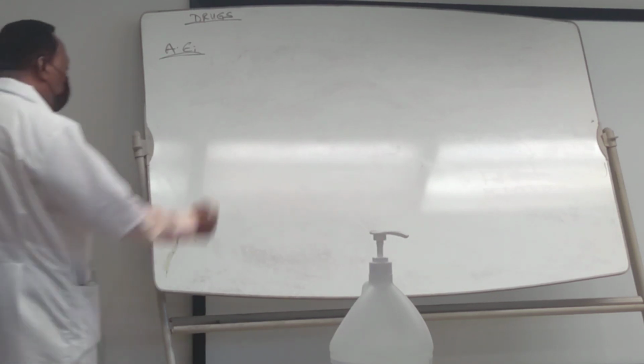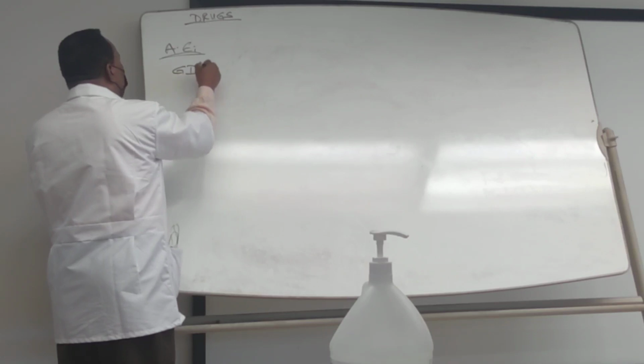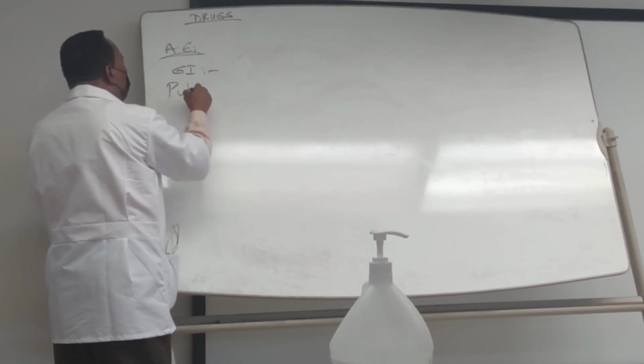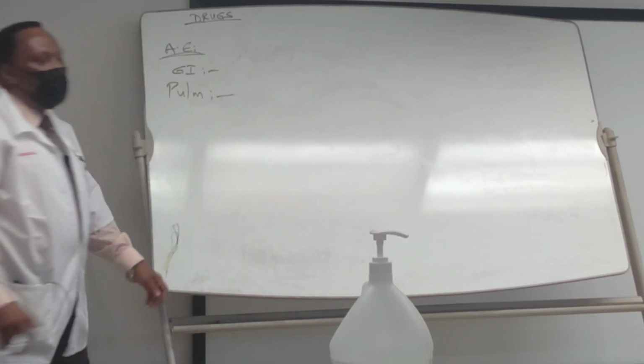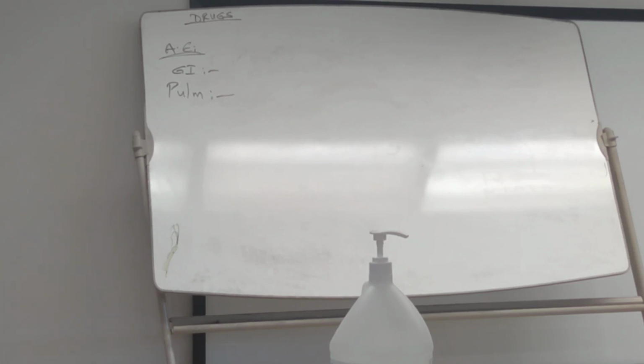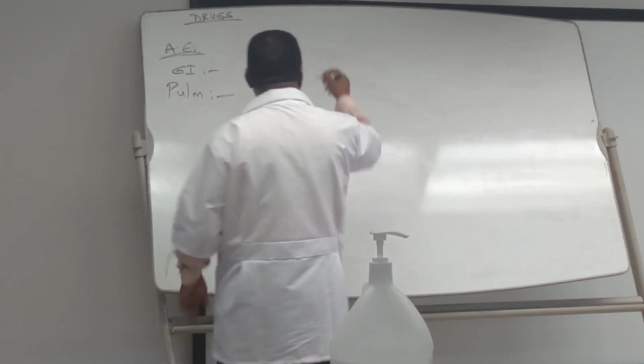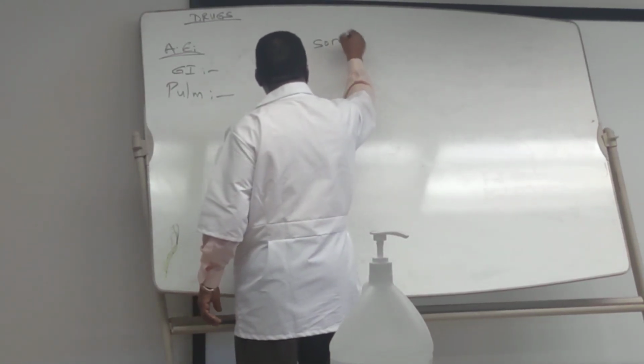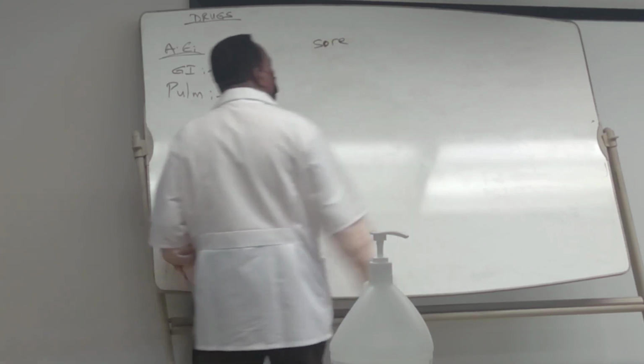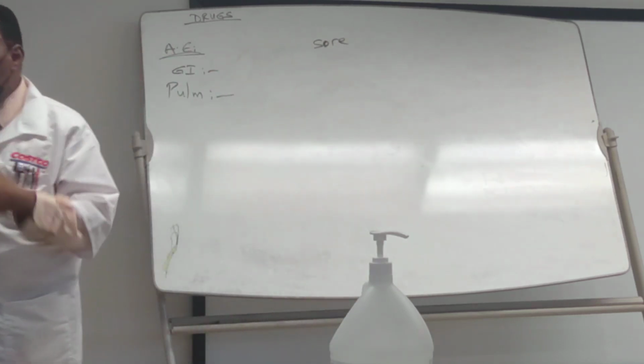And finally, we can just quickly look at its adverse effects, which are very similar. The adverse effects, just like olaparib, are also GI related and also pulmonary related. Okay, so you can have the nausea, vomiting, diarrhea, the anorexia, the soreness of the mouth. So you can see sores in the mouth and all that.